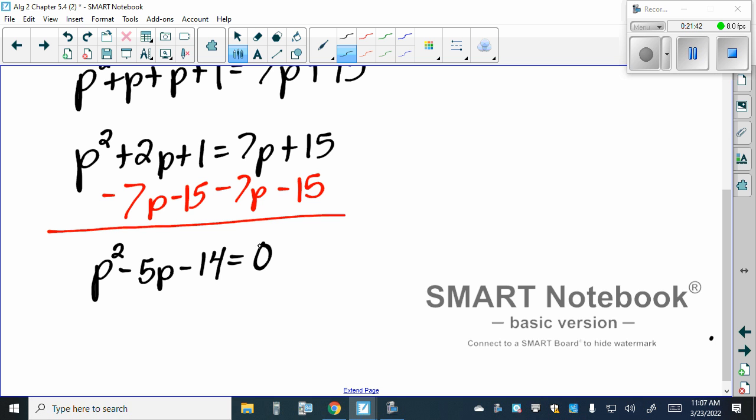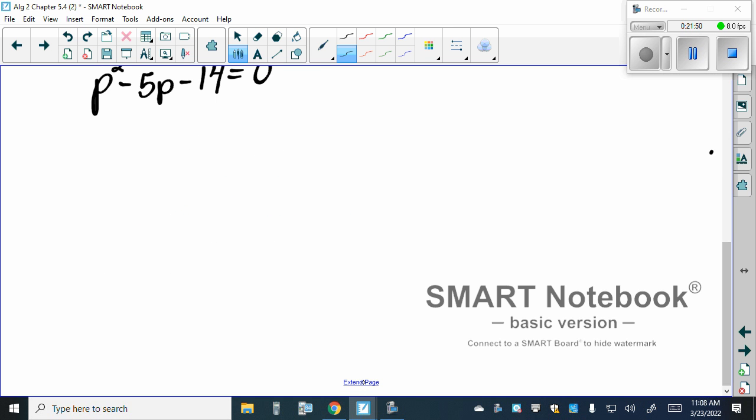But if I graphed it, I wouldn't actually put p in. We would put in x. It's just a variable. Doesn't matter what we call it. And it would solve it for us there.